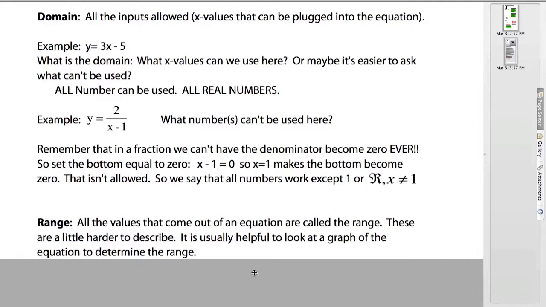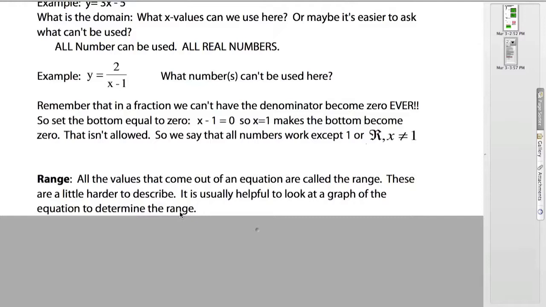The range is exactly the opposite of the domain. If the domain is the inputs, then the range is the outputs, what comes out of the equation. So it's a little more difficult to describe. The best way to look at a range, or look at the range of a function or a relation in general, is to look at the graph.